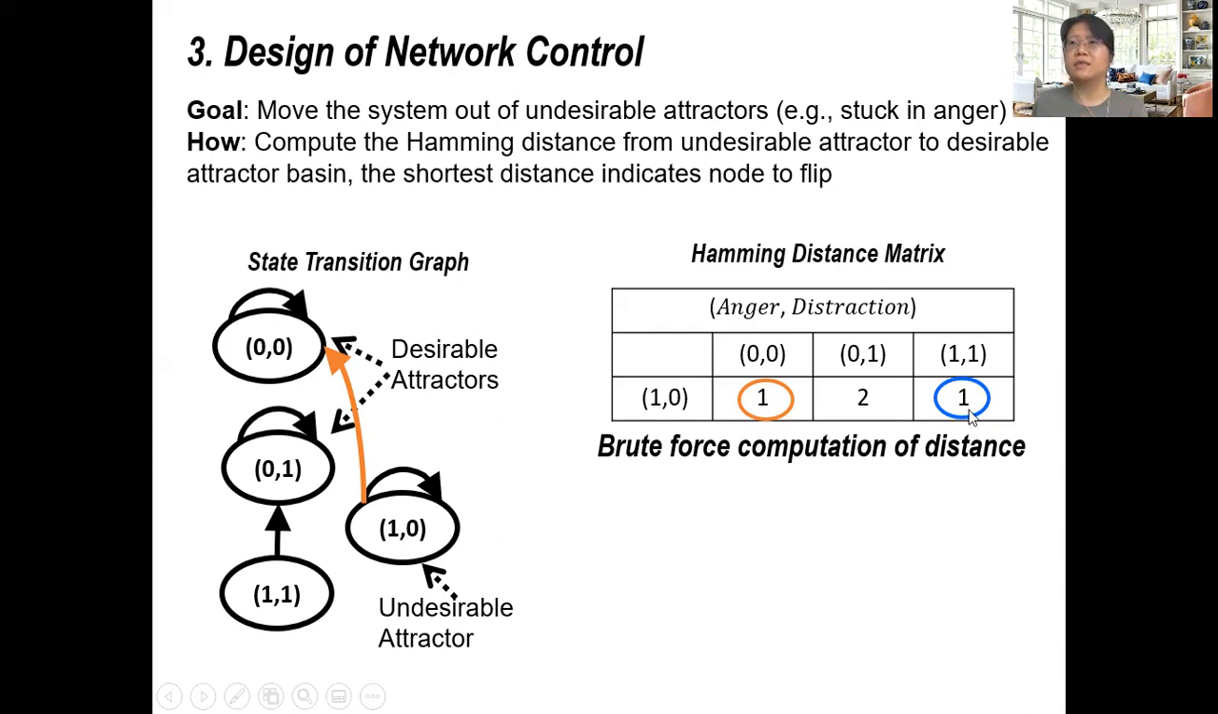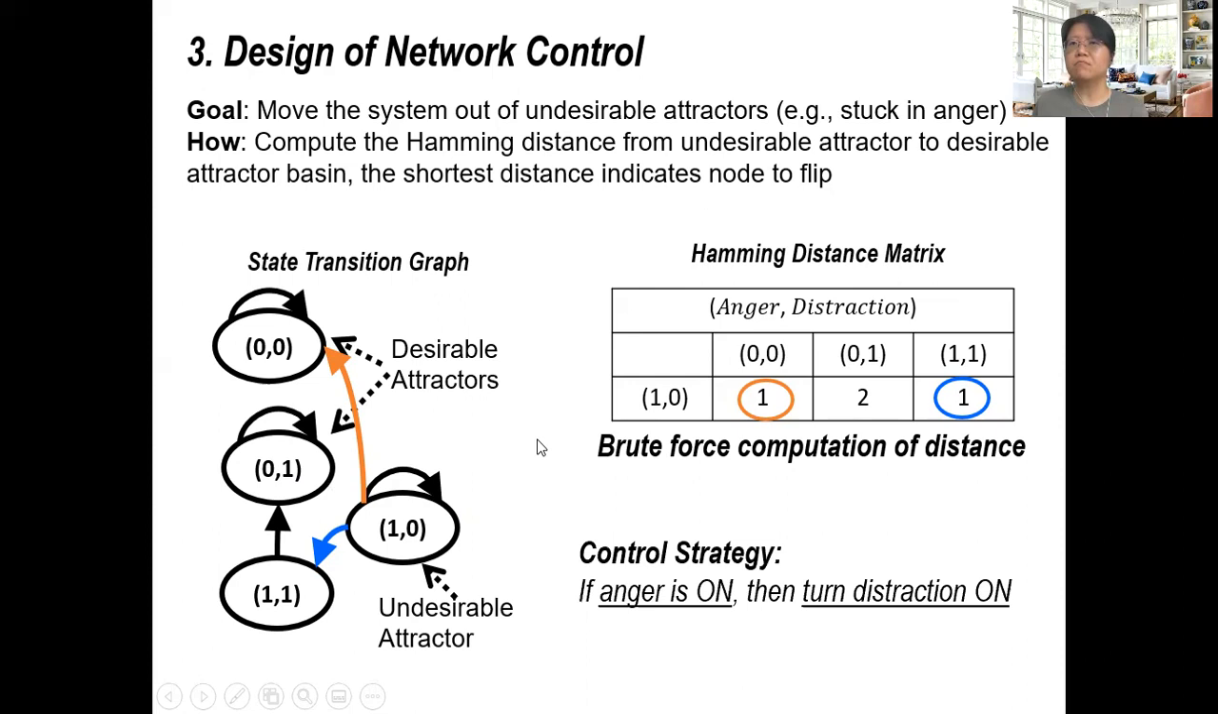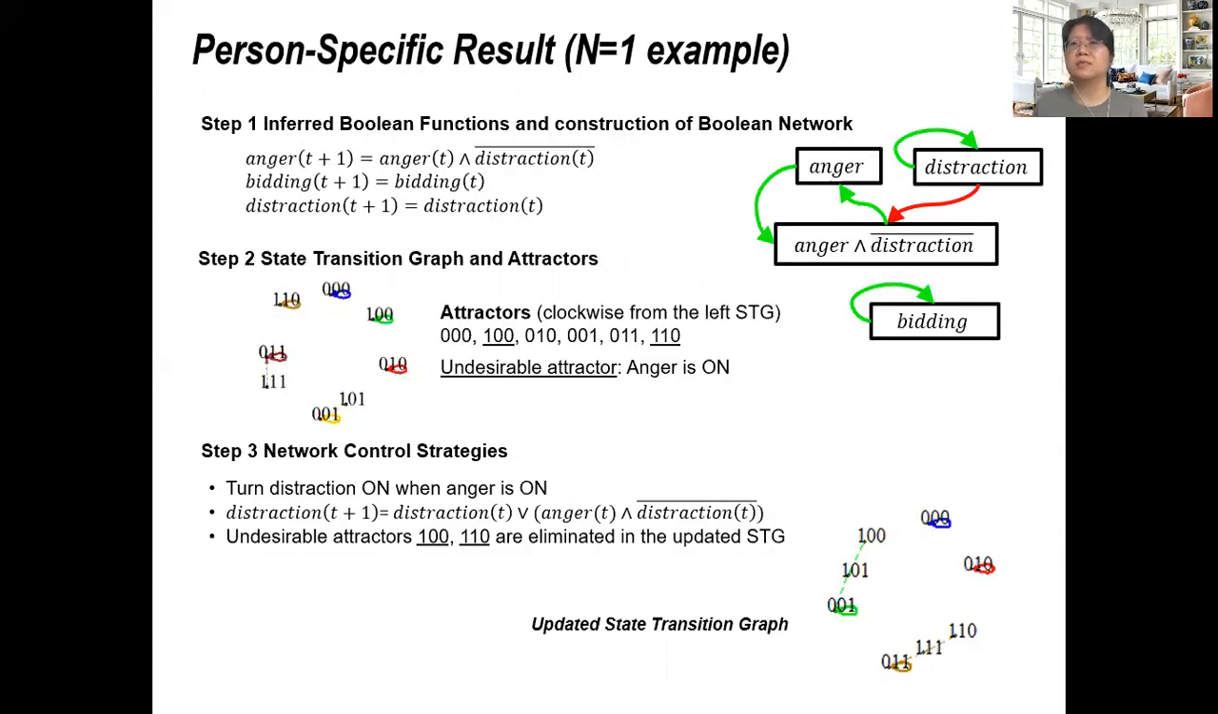What we want is here: when anger is on, we turn distraction on, the second digit, and then the system will move to this desirable state, in which anger is off and distraction is on. So the control strategy here is represented as this. This is the context in which a control strategy is needed. This is the behavior modification of how to control the system.